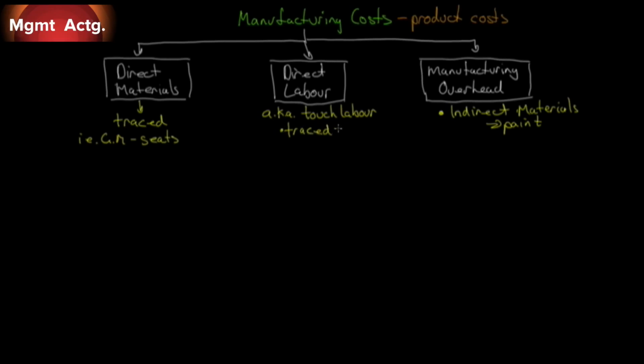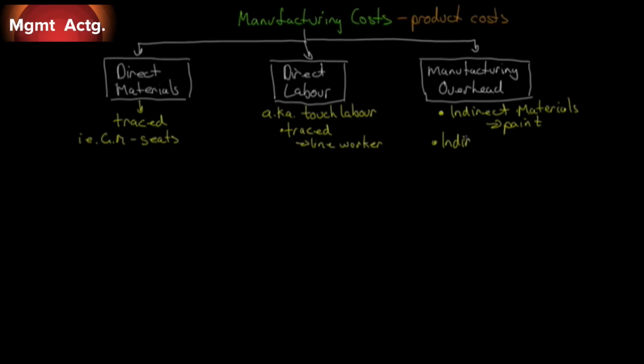Again, it's traceable. You can trace the cost to the product. So a line worker, for example, that is touching the inventory, touching the material as it goes by, that's a direct labor cost. We also have indirect labor.